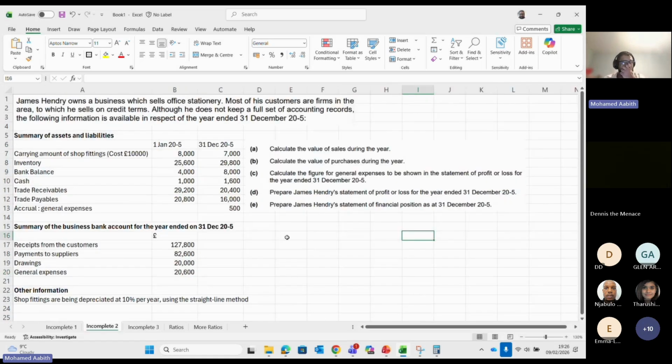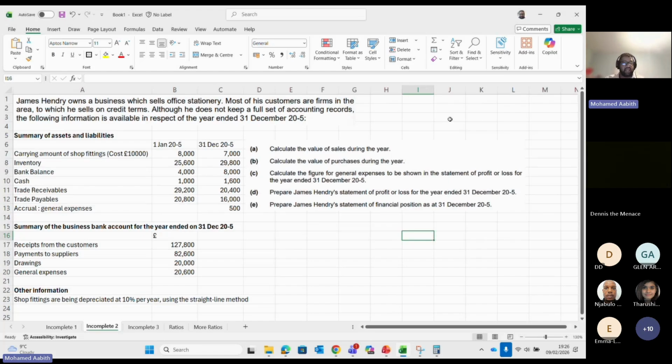So let's say here, James Henry owns a business which sells office stationery. Most of his customers are firms in the area to which he sells on credit terms, although he does not keep a full set of accounting records. There you go. That's what the problem comes up as, because we do not have all the accounting information. So we'll be able to find this information from the partial data given to us.